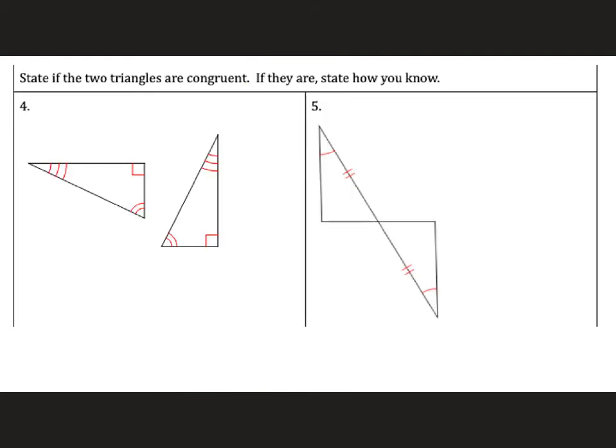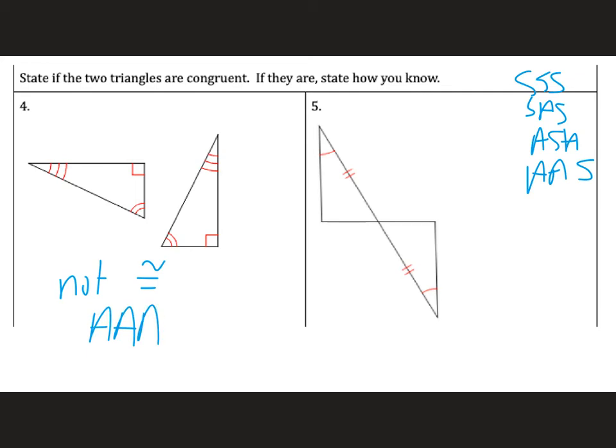Ooh, now we get to state if the two triangles are congruent. If they are, state how you know. So my choices are side, side, side, side, angle, side, side, angle, or angle, angle, side. Don't use side, side, angle. That one doesn't work. And don't use angle, angle, angle. That one doesn't work. Hey, speaking of that, these are not congruent because this is an angle, angle, angle is not a congruence.